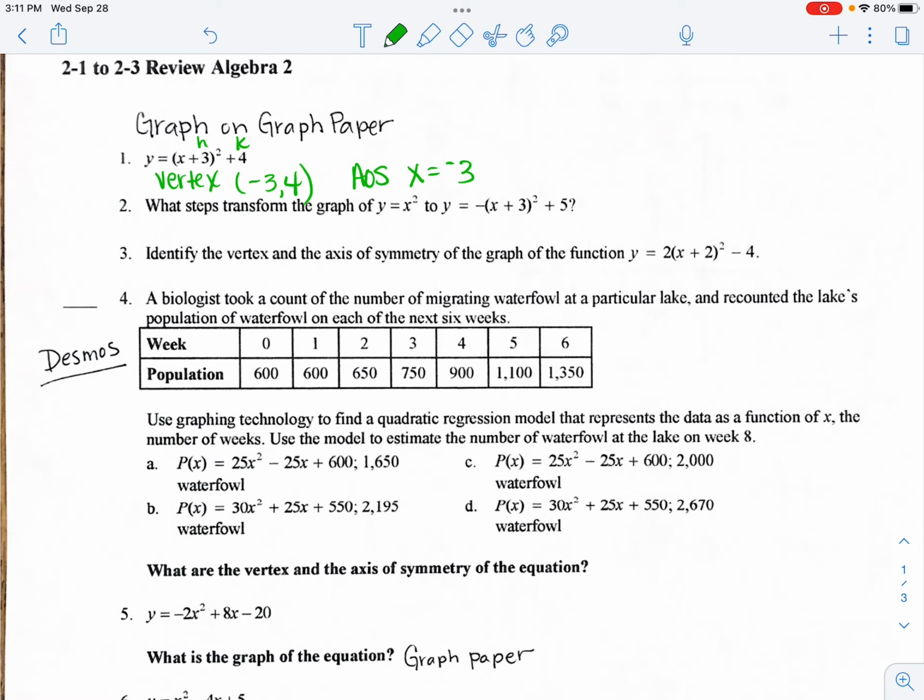Now for the y-intercept, I'm going to have to do a little bit of work. For the y-intercept, remember what we did is we said we know x has to be 0, right? Because it's the point 0 and something. So I'm just going to take 0 and plug it into my equation, 0 plus 3 squared plus 4. And you get 13, which means the y-intercept is 13. Okay, so that's just the basic information you need to graph it.